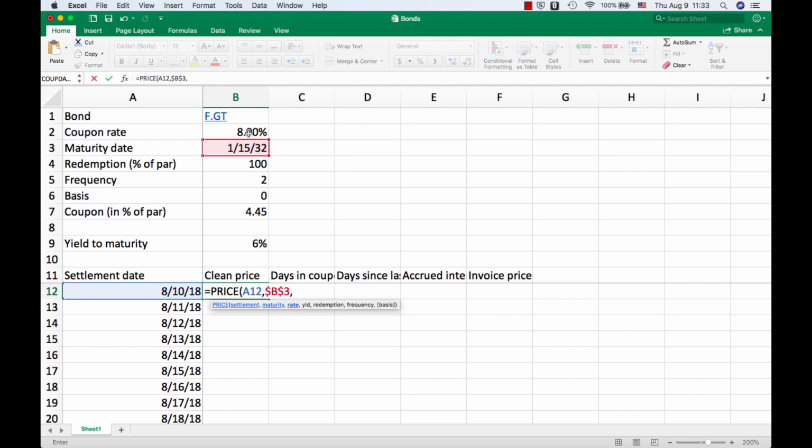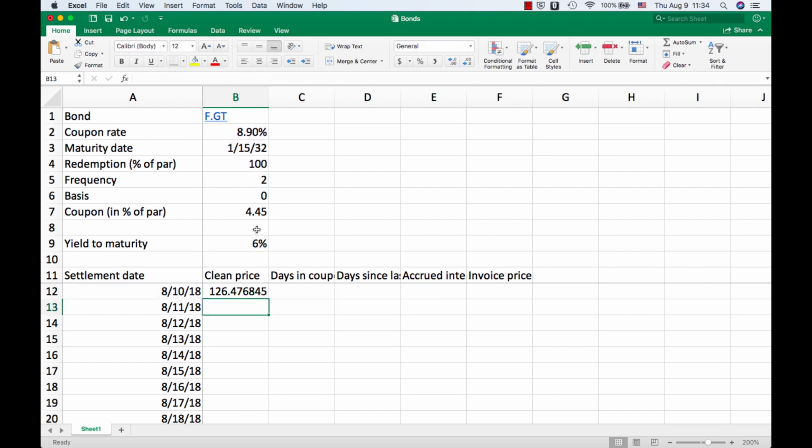The coupon rate, again making it absolute. The yield to maturity, which in this example is assumed to be 6%, constant at 6%, making it absolute. Redemption in percent of par value, 100, making it absolute. Frequency is 2, making it absolute, comma, the basis is 0, making it absolute. Give me a price of 126% of par value. Copy this all the way down.